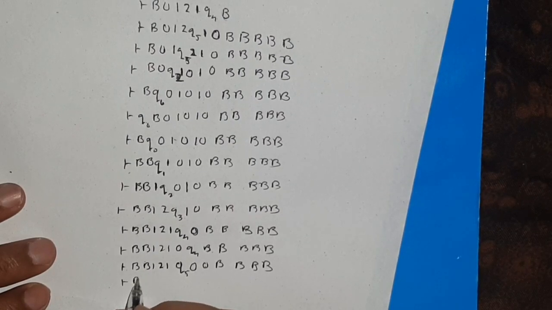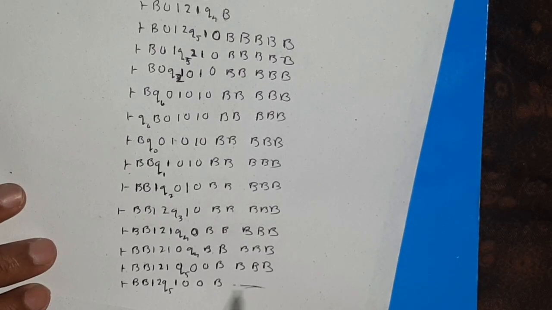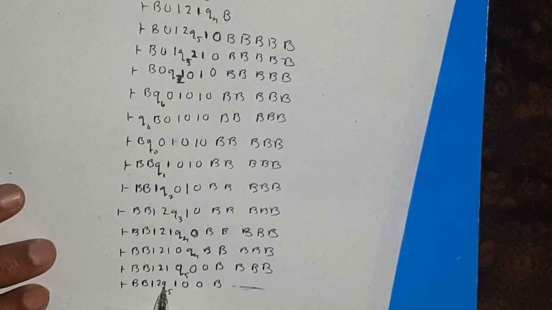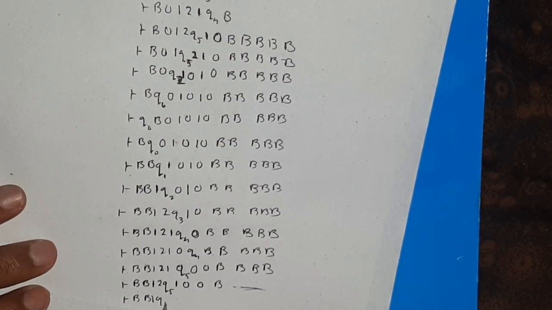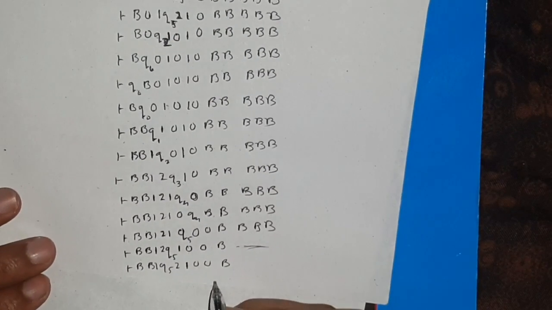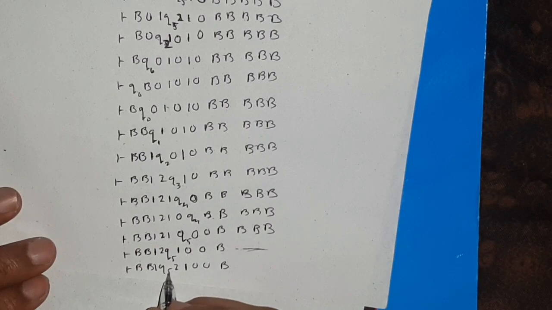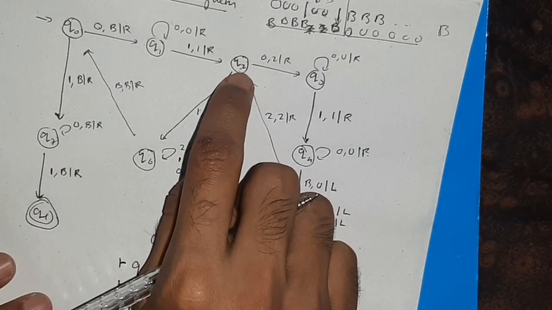Okay, so b b 1 and q5 1 0 0 b. I think we need not write any more b's because this is the final answer. And after that we'll come back here again, b b 1 q5 2 1 0 0 and 1 b only will write. Okay, so here q5 on 2, what is q5 on 2? q5 on 2 will reach this state here, 2 to r.